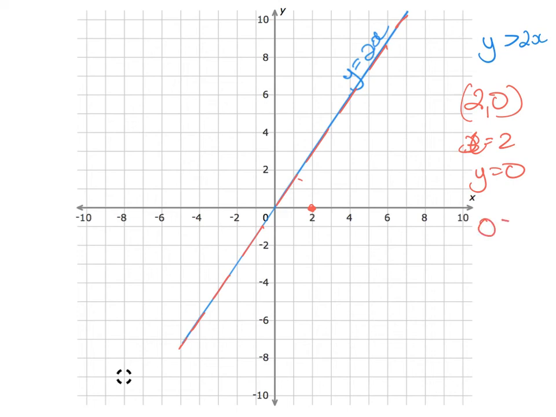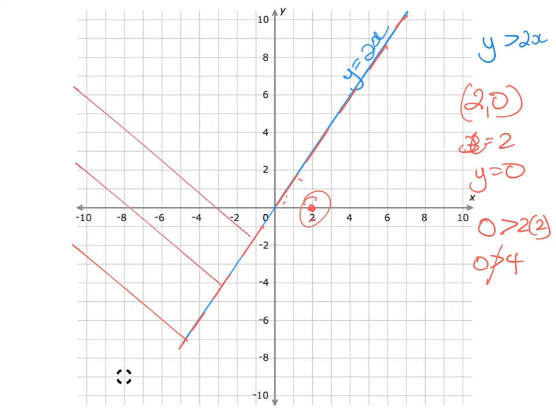So y is 0, 0 is more than 2 by 2. 0 is more than 4. Is 0 more than 4? No, 0 is not more than 4. So it means that I do not want the side of the graph that that point is on. So I do not want this side of the graph. It means that I want the other side of the graph. So I shade the other side. And that would be y is more than 2x.